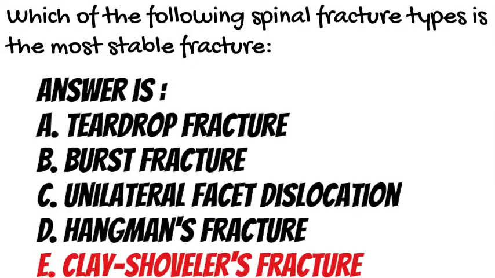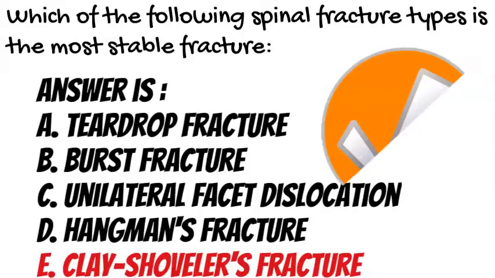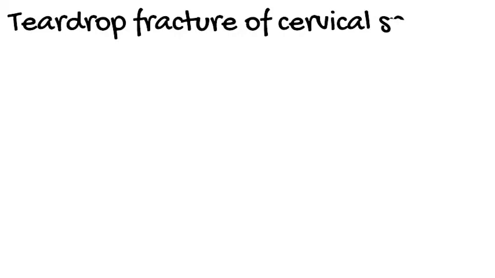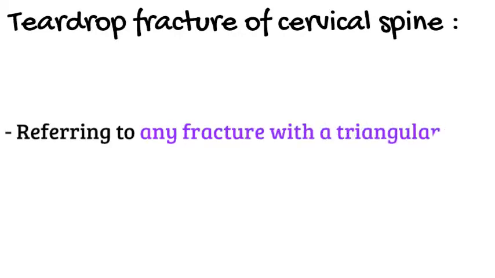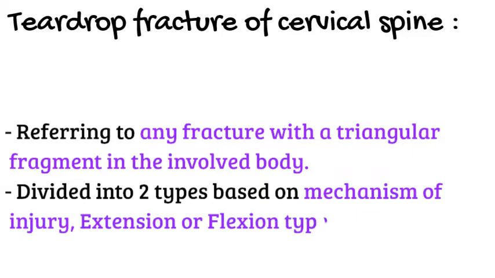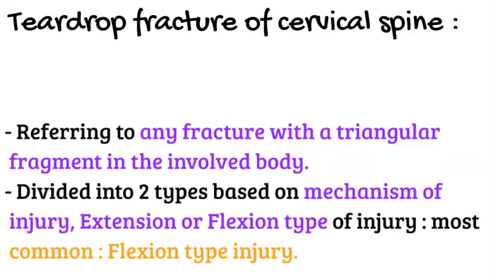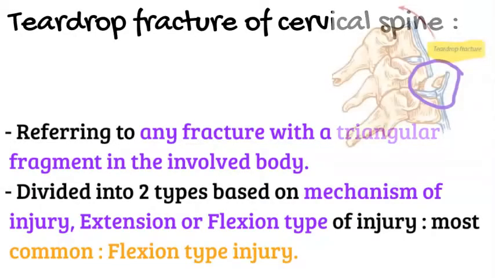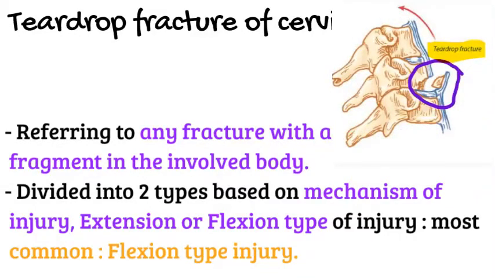And the answer is E, clay shoveller's fracture. Regarding teardrop fracture of the cervical spine, it refers to any fracture with a triangular fragment in the involved body. It can be divided into two types based on mechanism of injury, extension or flexion type of injury. The most common is a flexion type injury.